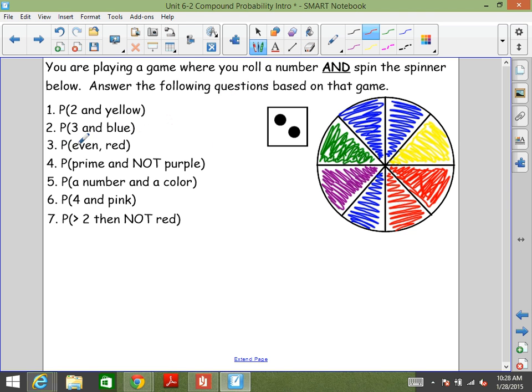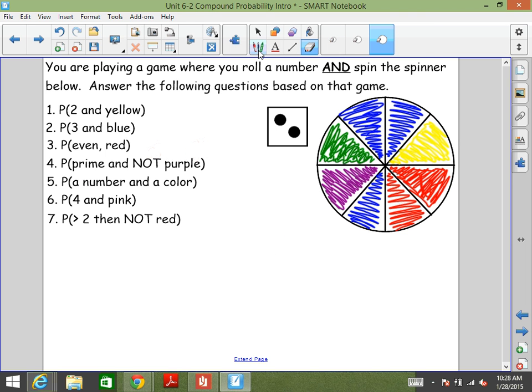Okay, next. The probability of getting an even number. How many numbers are even on a number cube? 3 out of 6. And the probability of red. 2 out of 8. We multiply, we get 6 out of 48. Is this likely going to happen? Even if we divide this out by 6, that's 1 out of 8 chance. That's not a lot.